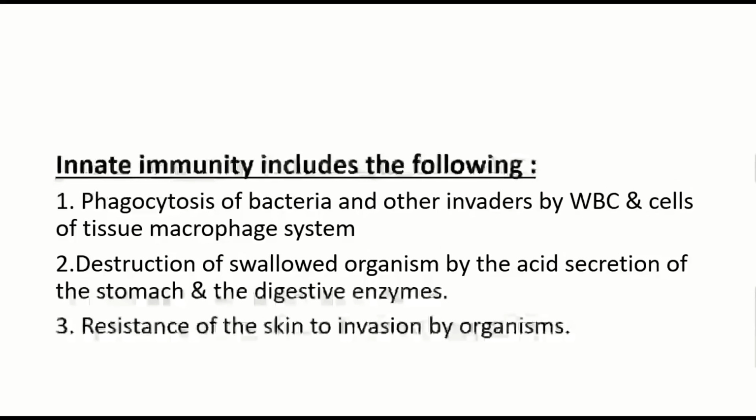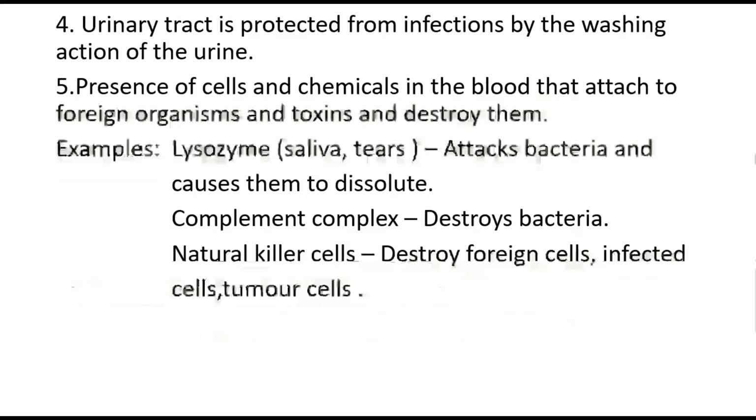What are the components of innate immunity? Phagocytosis of bacteria and other invaders by WBC and cells of the tissue macrophage system comes under innate immunity. Then destruction of swallowed organisms by the acid that is present in the stomach and the digestive enzymes is also a part of innate immunity. Resistance of skin to invasion by organisms. Then the urinary tract is protected from infections by the washing action of the urine. This is also a part of innate immunity.